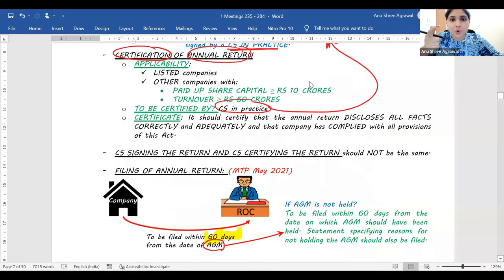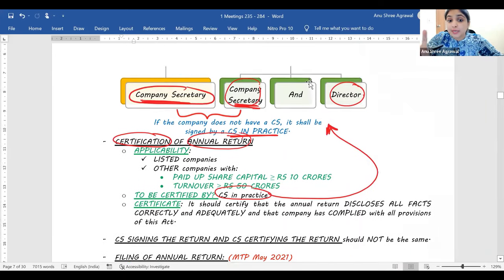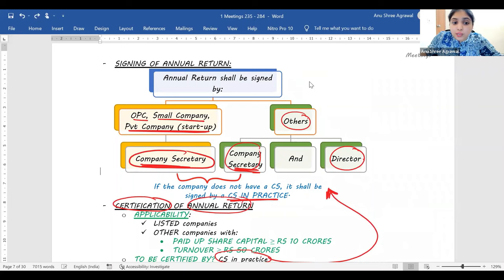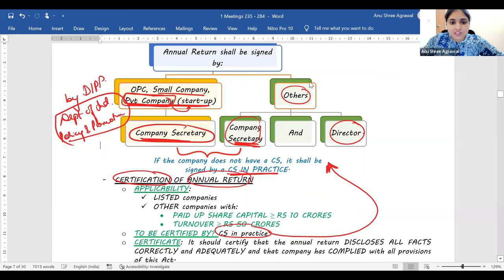So who will sign the annual return, guys? If it's a one-person company, small company, or any private company which is recognized by DIPP as startup, then just company secretary. And what, by the way, did you notice? Not every startup. I'm talking about only those private companies which are recognized as startup. Recognized by whom? By DIPP. Who is this DIPP? Department of Industrial Policy and Promotion. So a private company recognized as startup by DIPP, company secretary will sign.